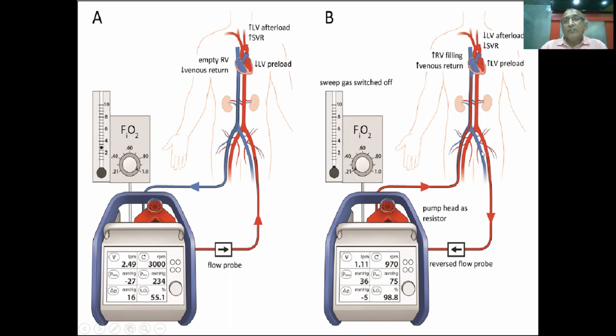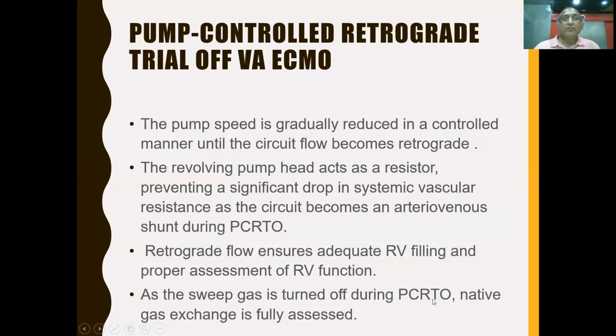So what is the importance of this? This is giving you good RV filling. Because RV filling is good, venous return is good, and that will increase the preload on the left ventricle, and thereby you will be able to assess both left ventricular and right ventricular function. So you gradually decrease the pump speed. Because there is a centrifugal pump there, it will act as a resistor, so there is no free arteriovenous fistula. Retrograde flow ensures RV filling and good RV function that can be assessed.